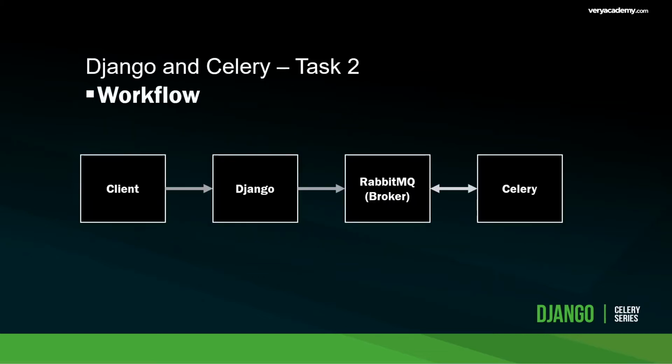Okay, so this is the workflow. In the previous tutorial, we did set up RabbitMQ, so we're going to be utilizing the RabbitMQ broker for this tutorial. So here we've got a situation where we have the client. The client is going to fill in the form on the web page and send a post request to Django. Django is going to enqueue a new task to the RabbitMQ broker. And at that point, the worker, in this case Celery, will pick up the task, monitor the progress, and then send the email.